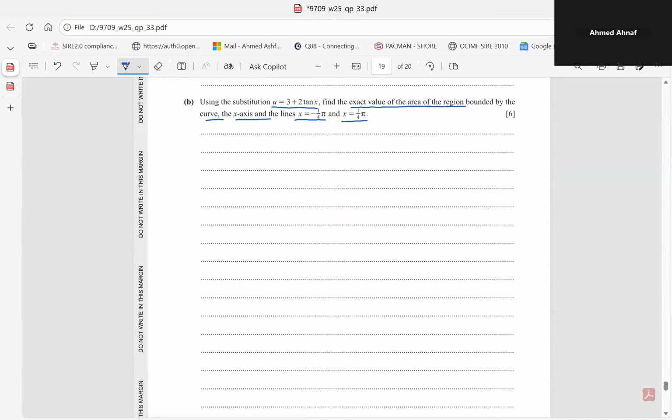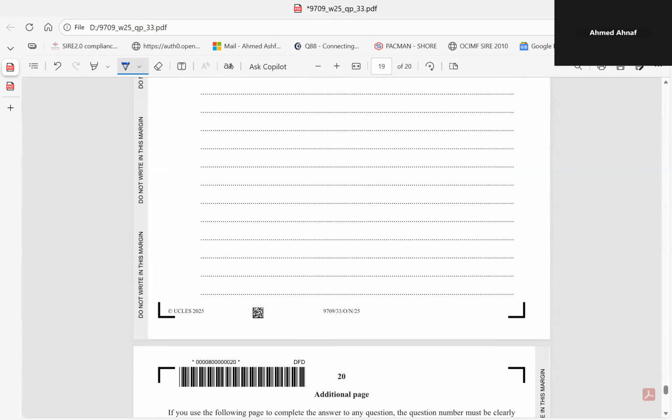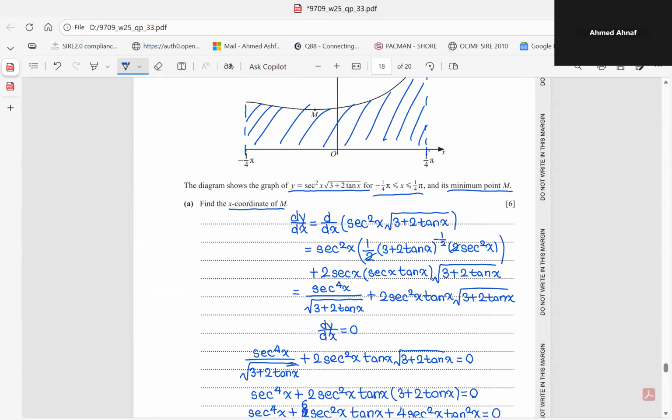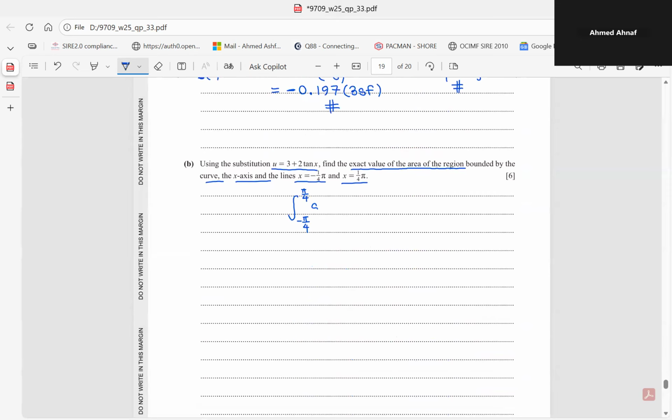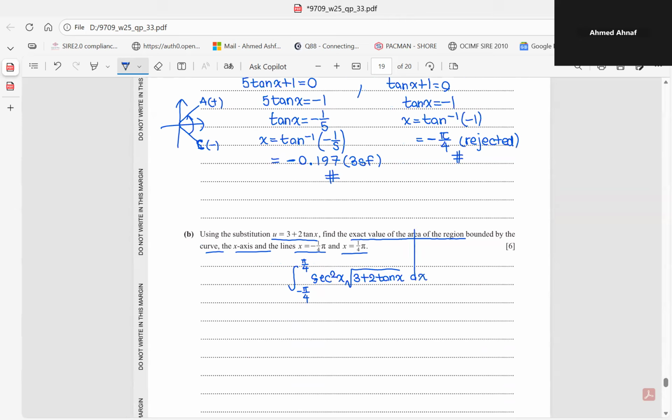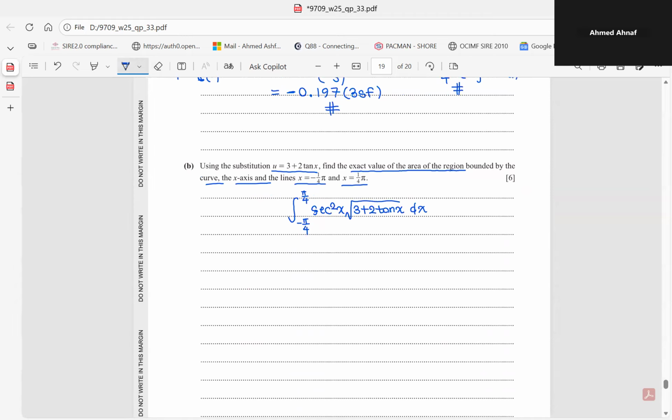Okay, so let's write down our integral. The limits will be π/4 and -π/4, and our integral would just be the equation of the curve. So that's secant squared x times square root of 3 plus 2 tangent x dx. Yeah, so this is our integral that we have to evaluate. So now we're ready to do the substitution.